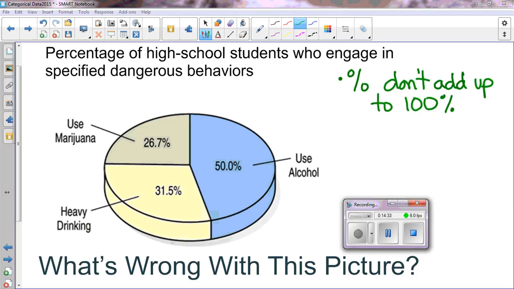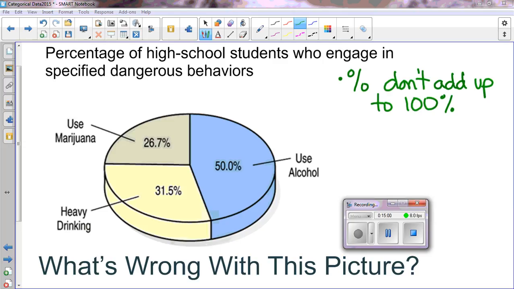Elena? There you go. So if you have categories that are going to overlap, like in this case, and why might the categories overlap, do you think? Think about context here. These are some dangerous behaviors. People are heavily drinking, using alcohol, or using marijuana. Why might they overlap? Why might it make sense that they would overlap? Catherine? Because they're probably not independent events.